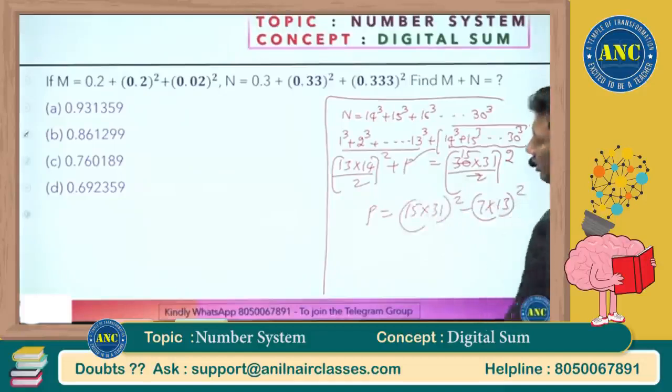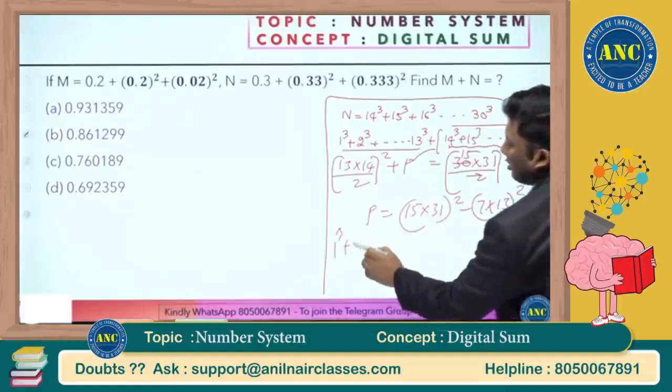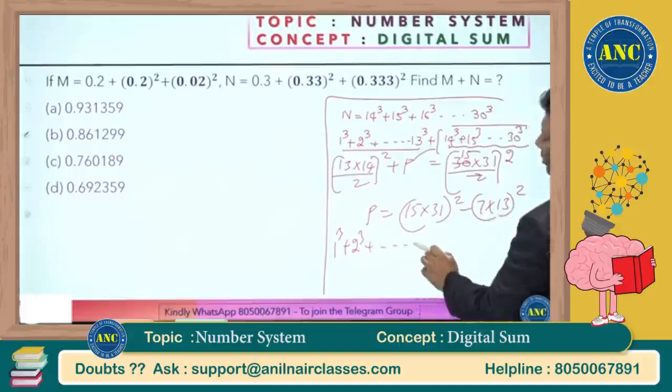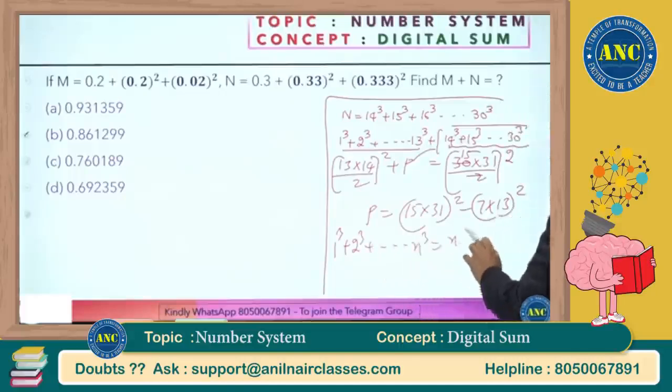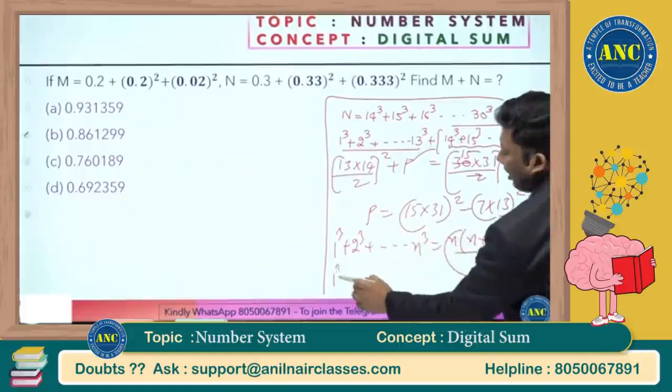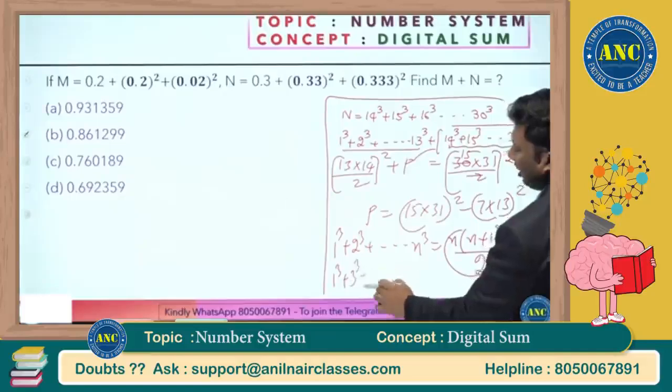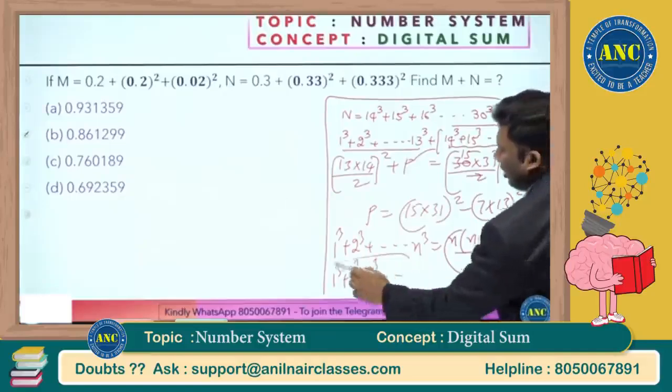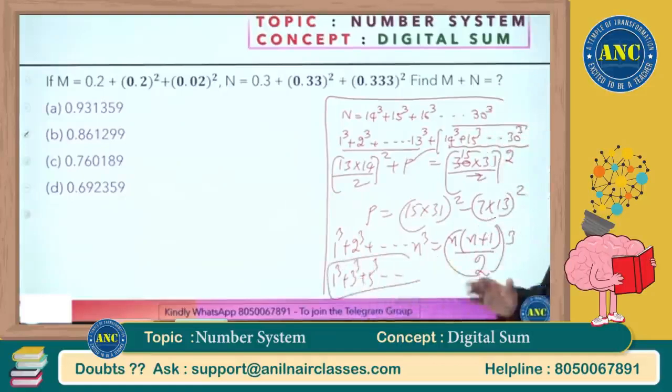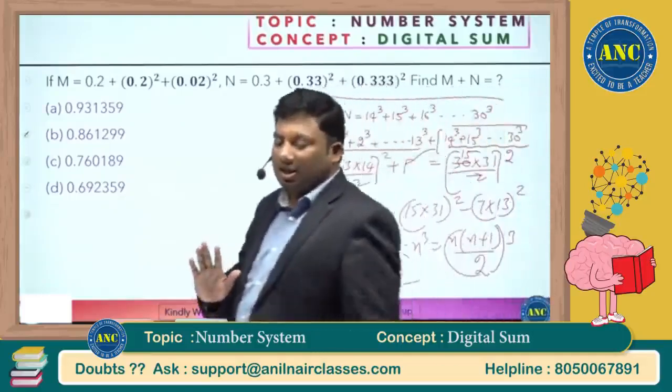This is another method. The only thing is that the series should be 1 cube plus 2 cube till n cube. This is the sum of the cubes of the first n natural numbers. If it is given as 1 cube plus 3 cube plus 5 cube, then these formulae may not hold good. I hope the idea is clear.